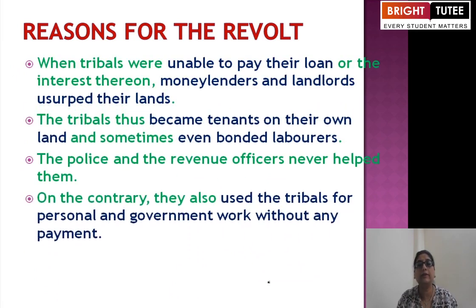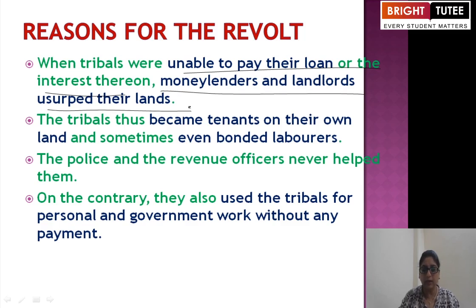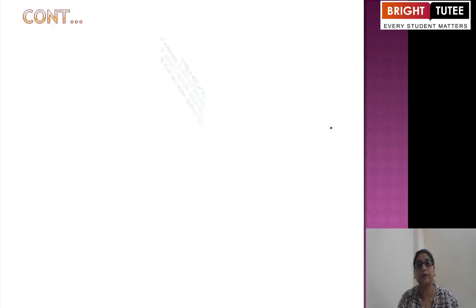Now, what could we say were the reasons for the revolt? When tribals were unable to pay their loan or the interest thereon, moneylenders and landlords usurped their lands, and the tribals thus became tenants on their own land and sometimes even bonded labor. So, it was a very big drawback of this policy. The police and the revenue officers never helped them, and on the contrary, they also used the tribals for personal and government work without any payment.